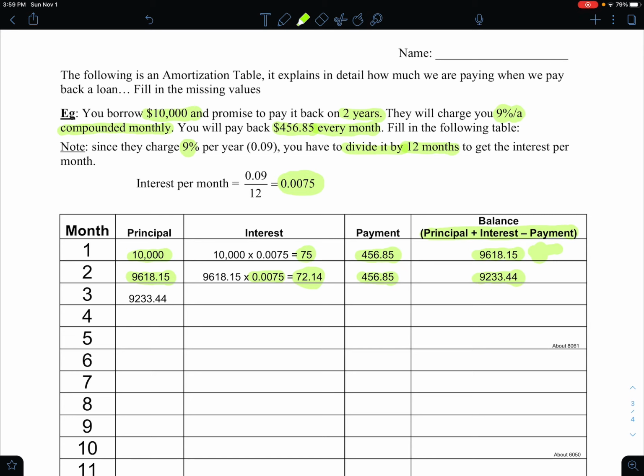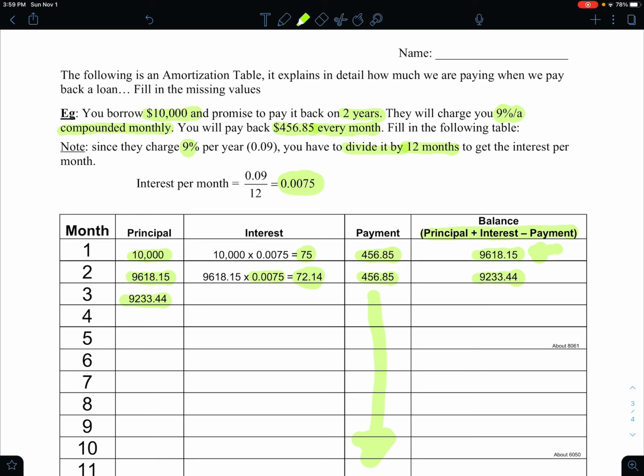Okay, we go to the third month. We bring that number down. Here's the number. We're going to calculate that times 0.0075. It's going to equal a number. See, it's 75, then 72. I don't know, it's going to be something 60-something that we owe. And we're still going to have these numbers keep on going all the way down. So 456.85 repeats itself.